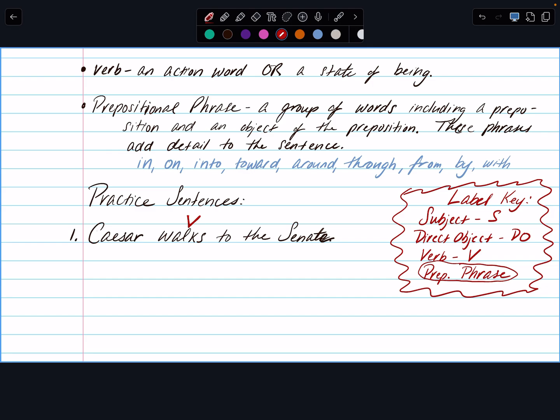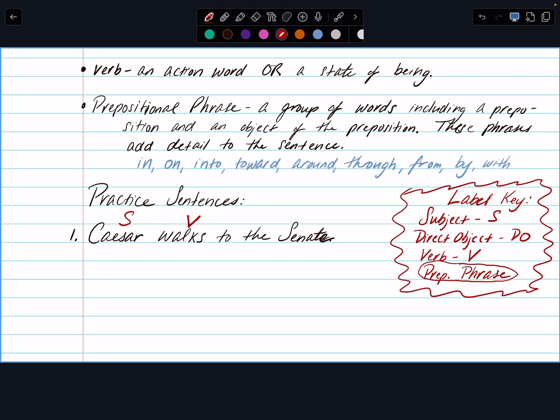Now, once you've identified the verb, you need to ask yourself who or what is doing the action of the verb. Who is doing the walking here? Caesar. Okay, so we're going to mark Caesar up with an S.